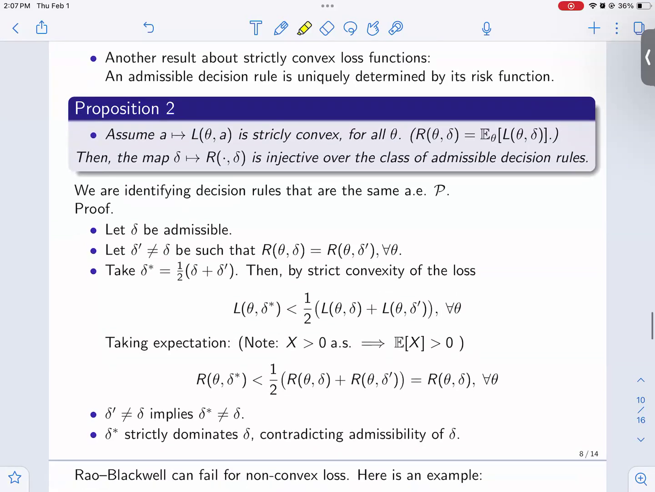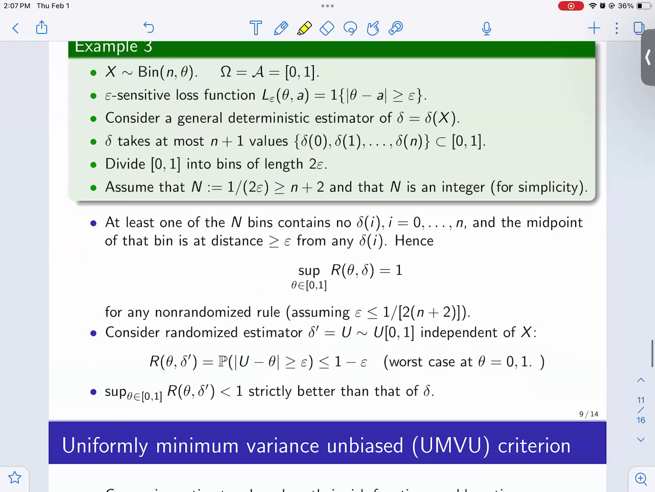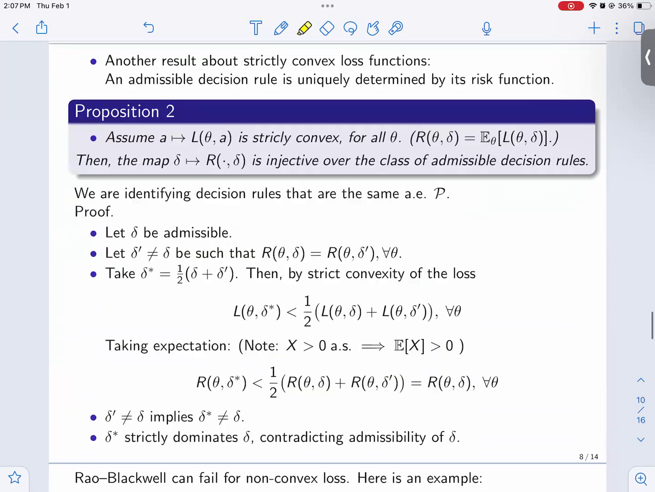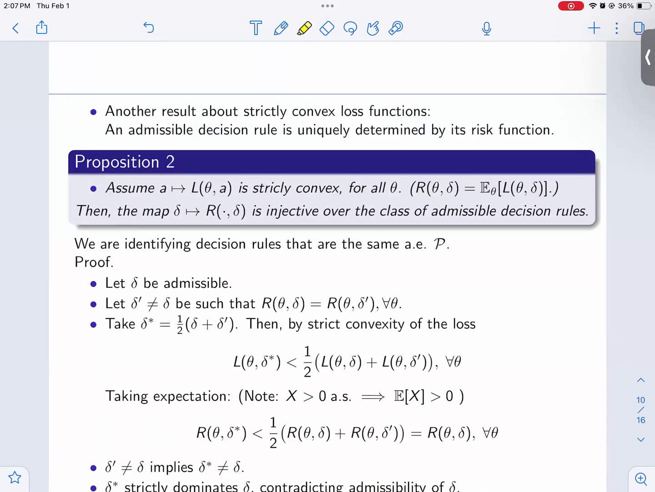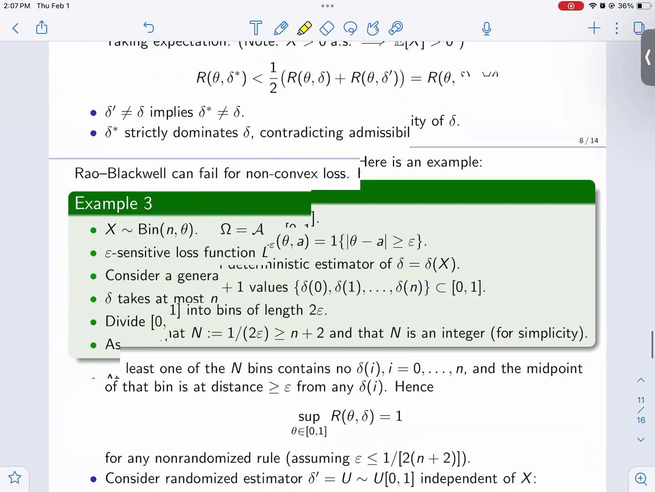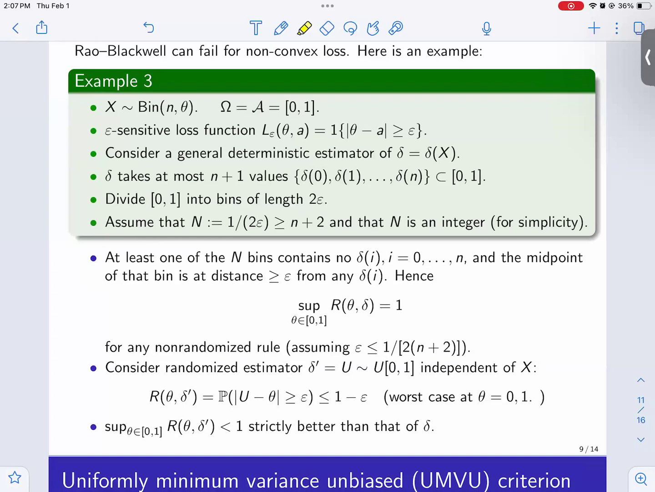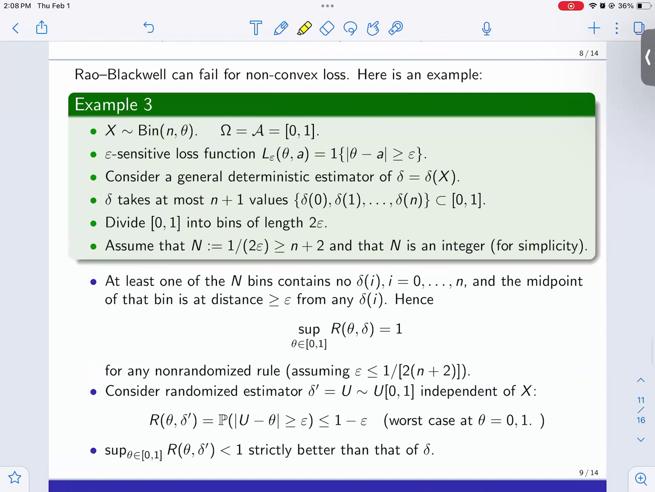Another consequence of strictly convex loss functions is that basically risk functions are unique. So if you have two different admissible decision rules, then they can't have the same risk function, but this is minor. And then this example, I'm going to also skip. This shows that Rao-Blackwell could fail if the loss is non-convex.